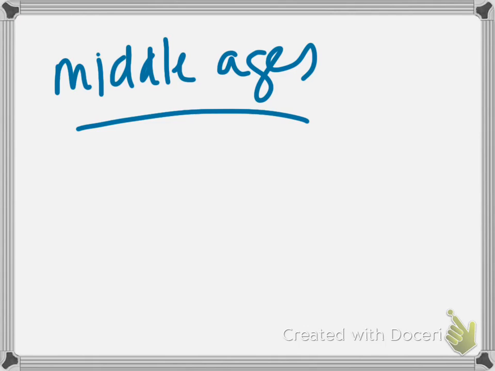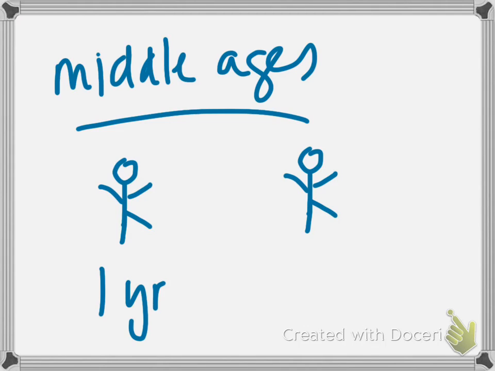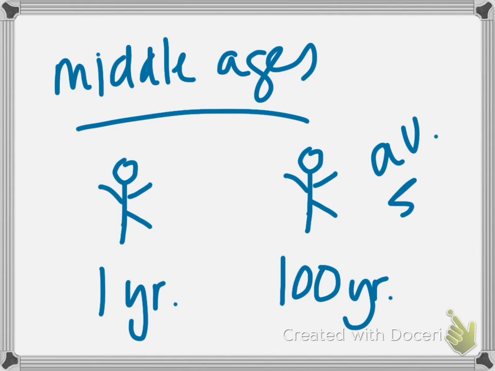So let me ask you this. If I have two people, and one of them dies at 1 year old, and one of them dies at 100 years old. What's my average life expectancy? What's the average age of death? How do you get an average? Add them and divide by 2. So my average life expectancy is 50.5 years.